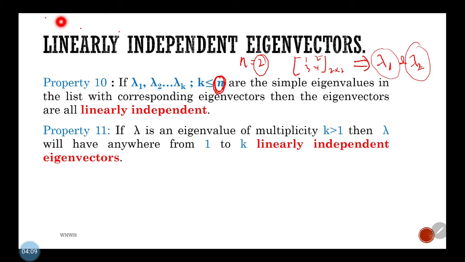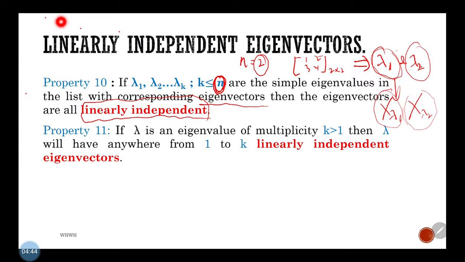As stated in property number 10, lambda 1, lambda 2 up to lambda k, where k can be less than or equal to n, are the simple eigenvalues in the list with corresponding eigenvectors. Each lambda has its eigenvectors: eigenvectors for lambda 1, eigenvectors for lambda 2. The eigenvectors for lambda 1 and lambda 2 should be linearly independent. We will discuss what linearly independent means very soon.